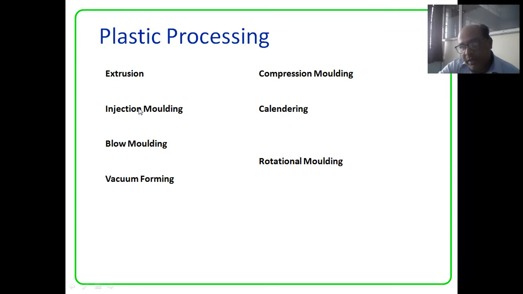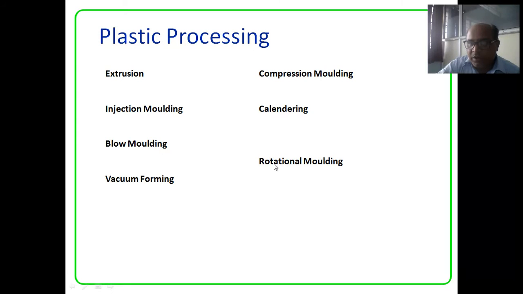Injection molding: what is injection molding, and what components are produced by it? What is the difference between extrusion and injection molding? Both processes look similar, but a certain difference is there. Then what is calendering, what components are produced by calendering, and how does it work? Blow molding: what is meant by blow molding? For example, the blow molding component is a bottle.